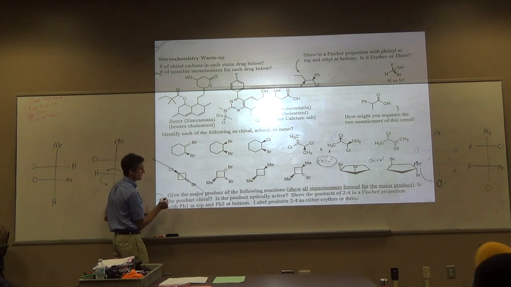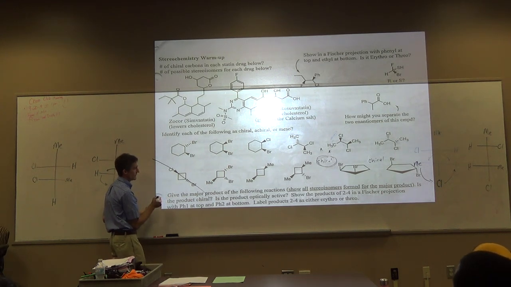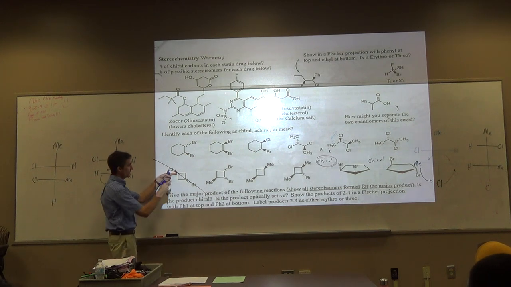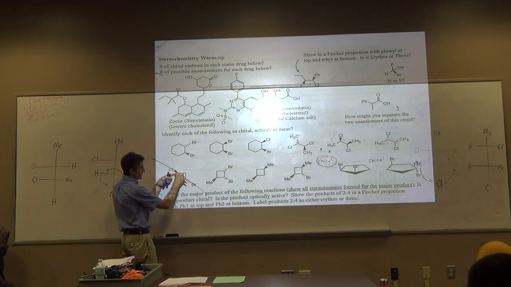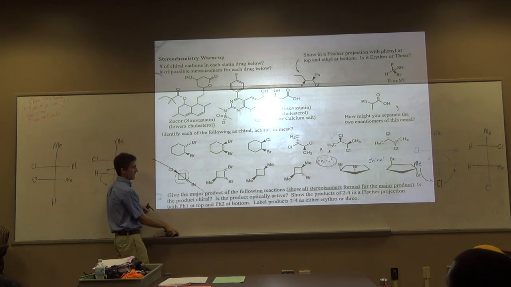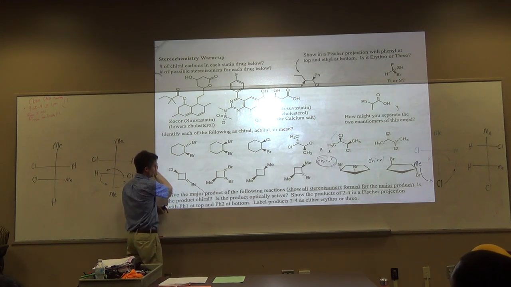What's the answer? Oh, meso. Does it have chiral carbons? Is that carbon chiral? No. It's got a chlorine attached and an undrawn H. This and that is the same outcome around that ring. This compound does not even have chiral carbons.